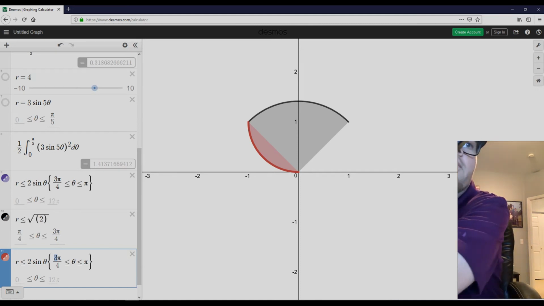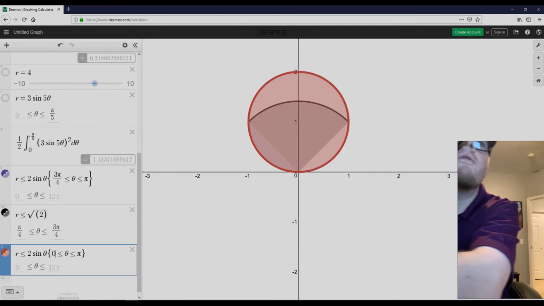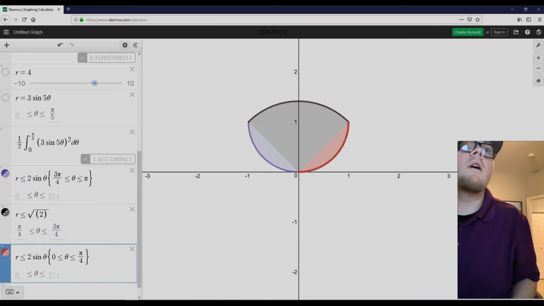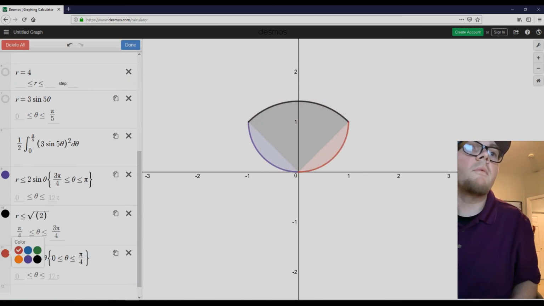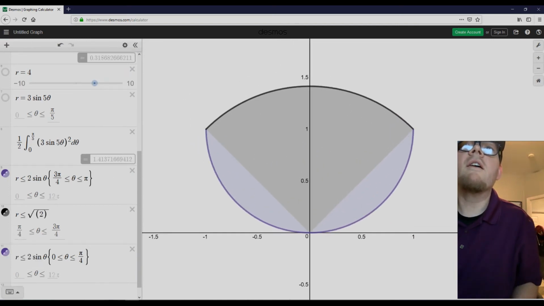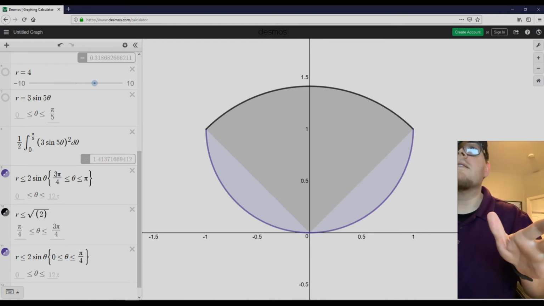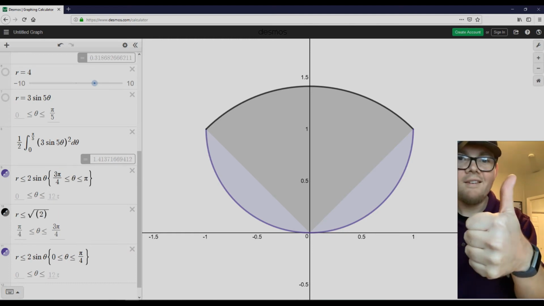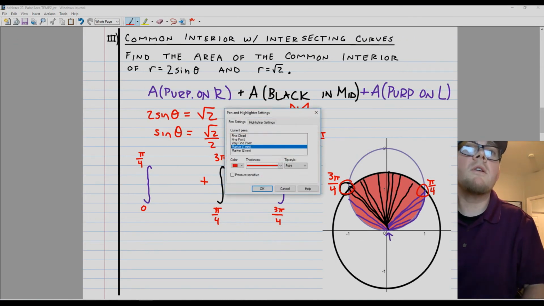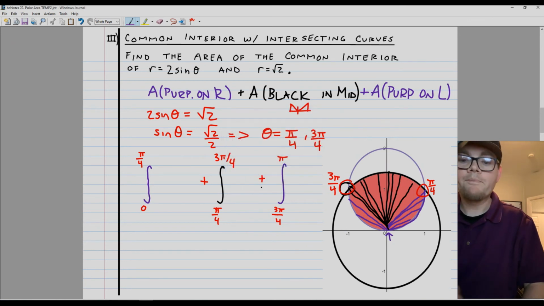So the other section was from 0 to pi over 4. Let's do this. Although the coloring's wrong, I can go fix that really fast. Problems I can fix. Not my nerves with this. And look at that. There is exactly the region that we've been looking for. Everything's good. We've got everything in place. Finally. Okay, so now we're ready to set up the rest of these integrals. We just have to make sure we choose the right section for each one.